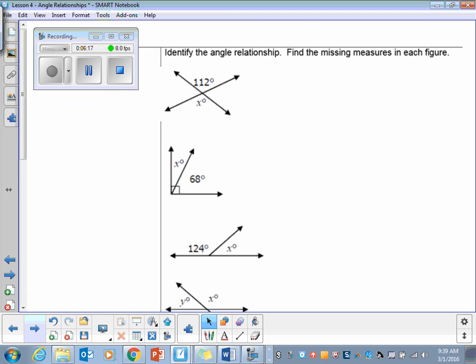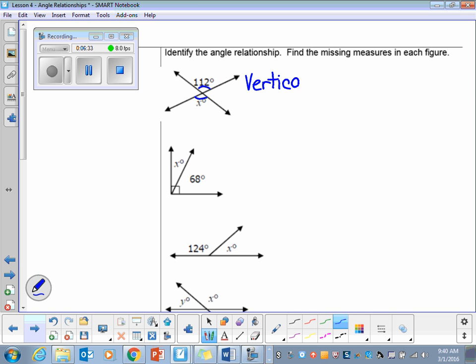Alrighty, some practice here. Identify the angle relationship and find the missing measures in each figure. All right, so I'm looking at this angle and this angle. They're across the X from each other, so they are vertical angles. Vertical angles are congruent, so X is going to equal 112°. They have the same measure.